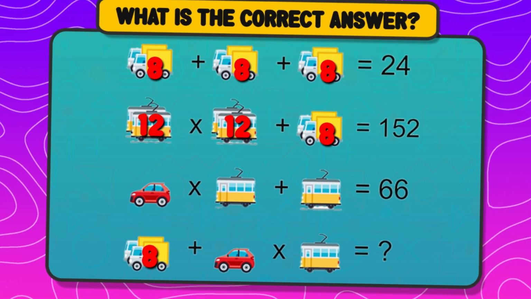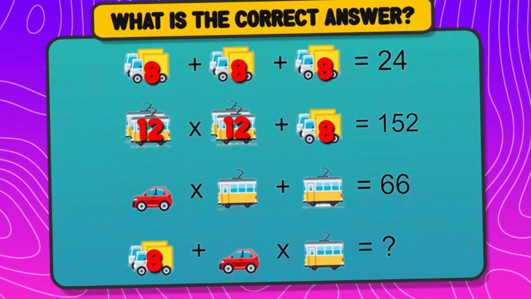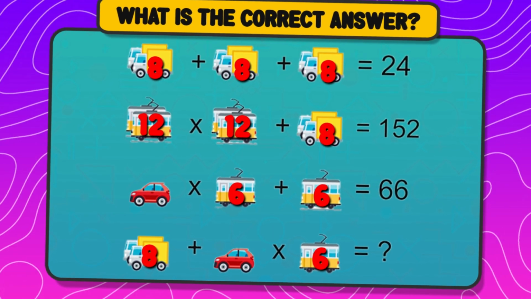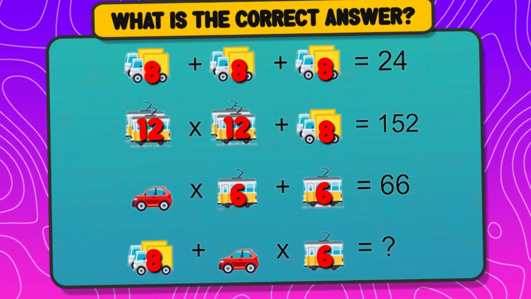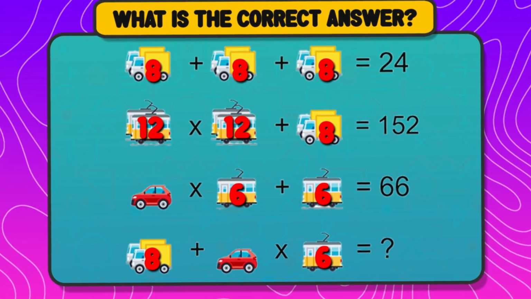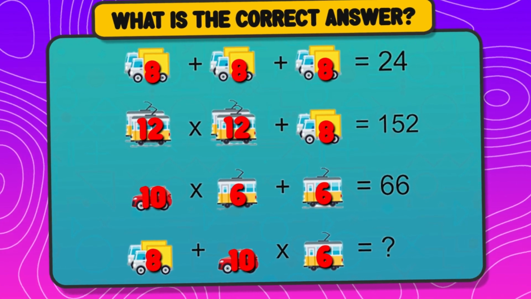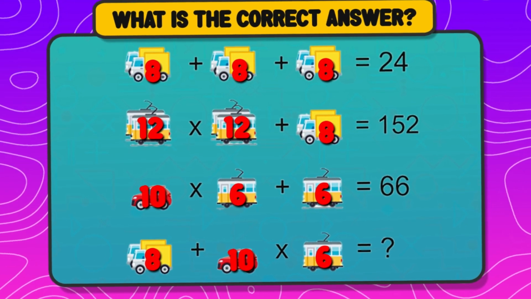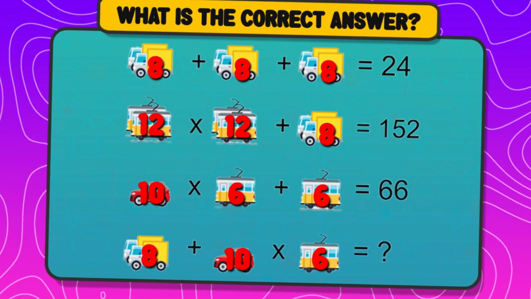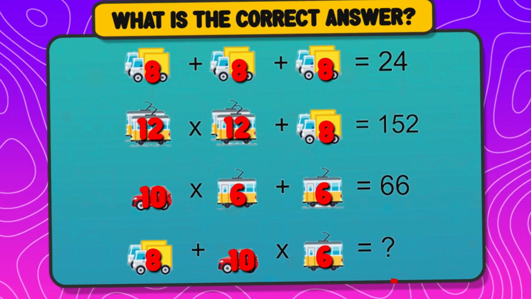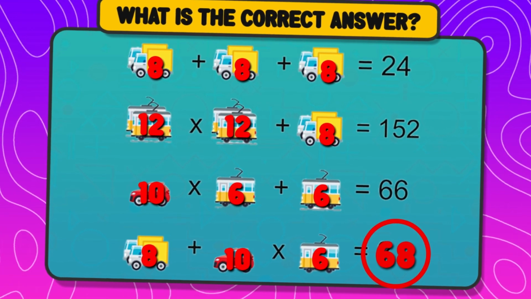In the third row, we need to find the cost of the car. To do this, we subtract the value of the trolleybus, 6, from 66. 66 minus 6 equals 60. Then we divide 60 by 6 and get 10, meaning the car costs 10. In the fourth row, we know all the values. First, we multiply 10 by 6, which gives 60, and then we add 8. 60 plus 8 equals 68.